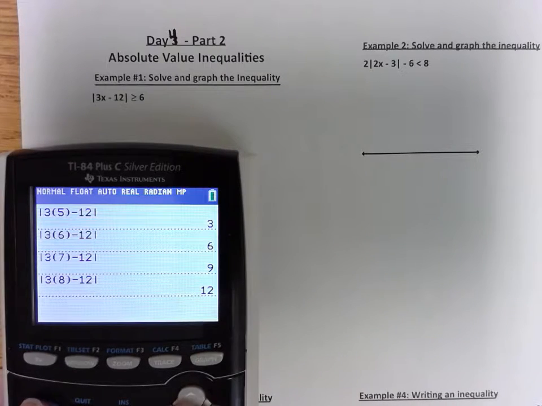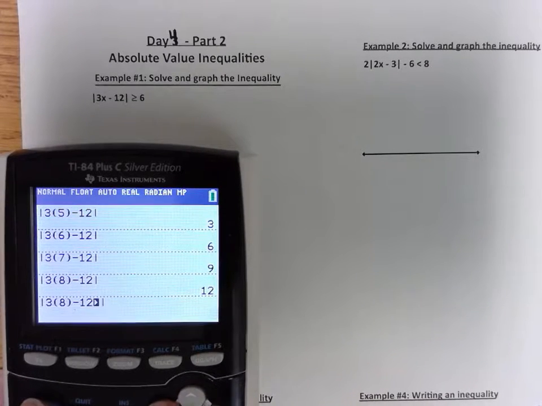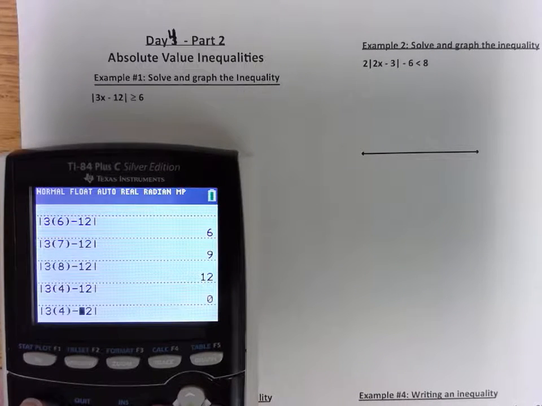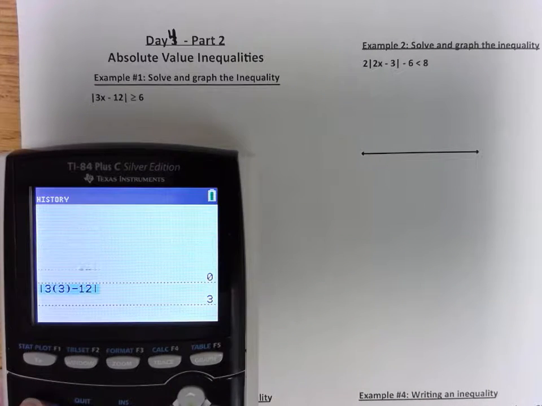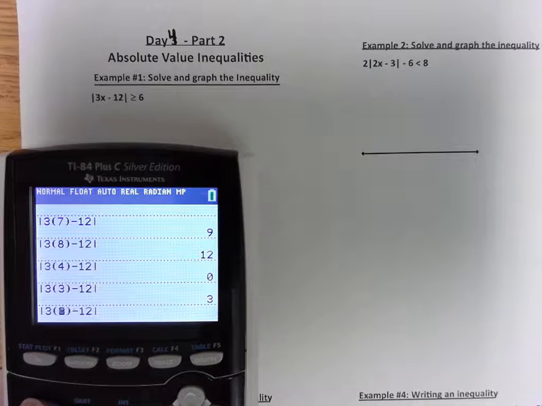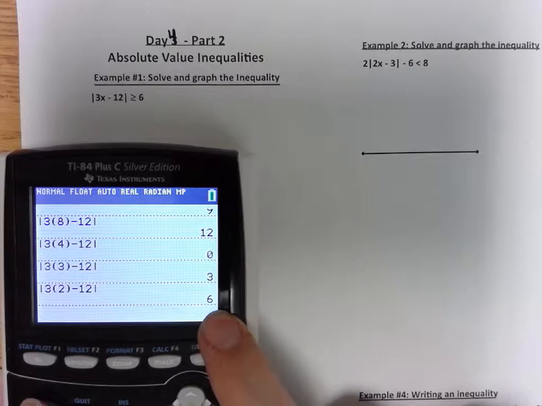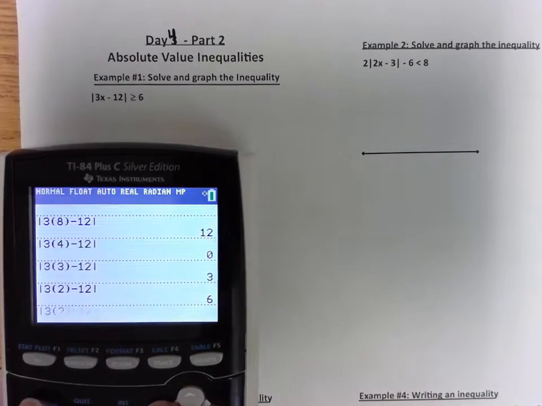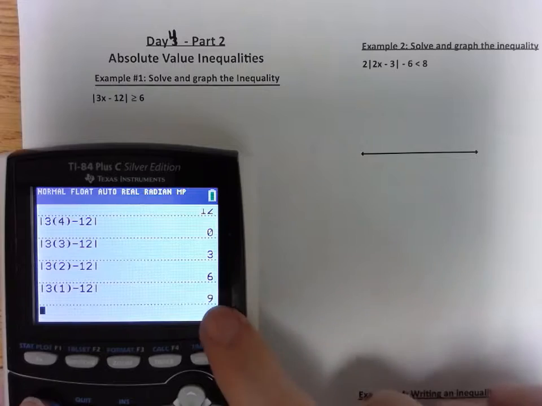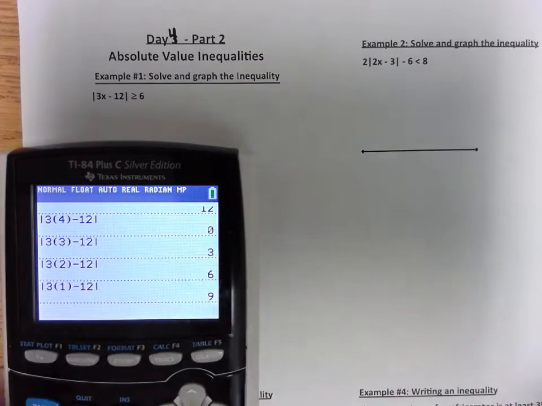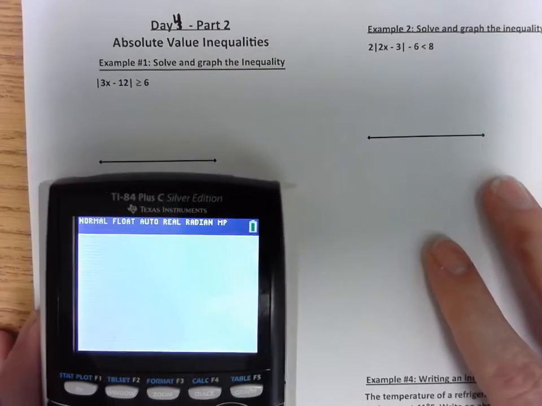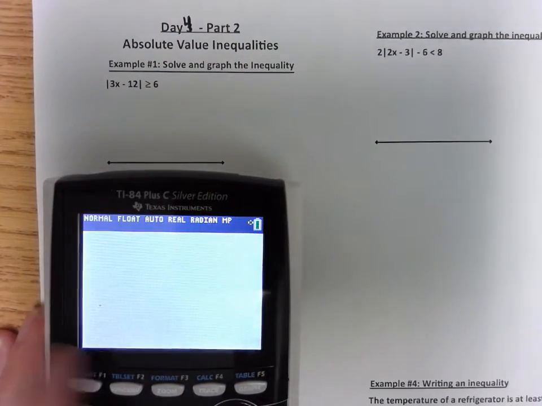6. But also, let's think about going the other way. So 5 didn't work. What about 4? What about 3? Okay, so notice it's going back up. If I put 2 in, that's going to give me 6 again. And if I put 1 in, I'm going to start creeping up above 6 as well. So absolute value inequalities actually have a range of values. And let's talk about what that looks like from the graph.